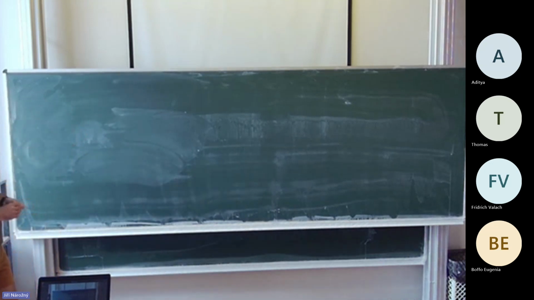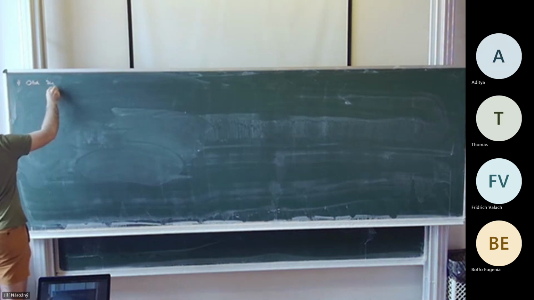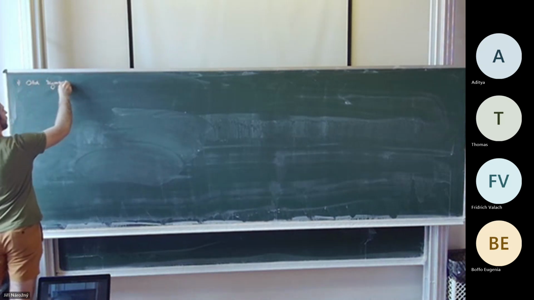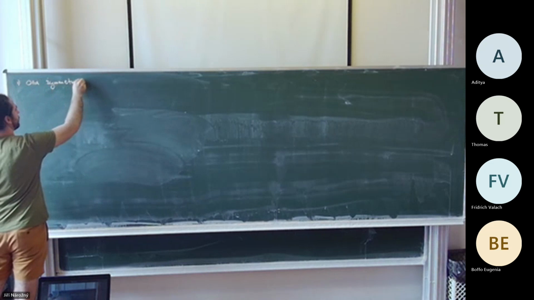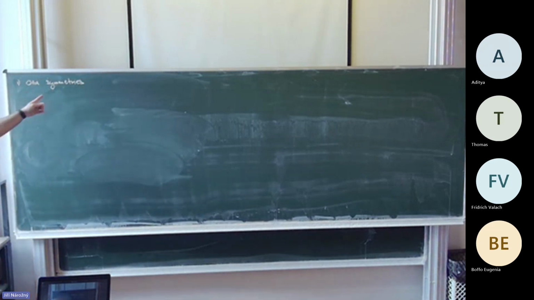So first, just like old symmetries, I guess. Old symmetries. Is this readable? Is it big enough? Yeah. Okay. All right. Okay.